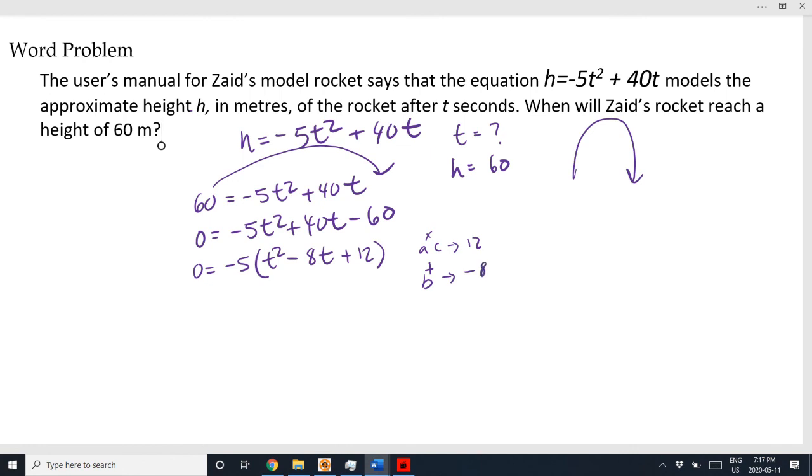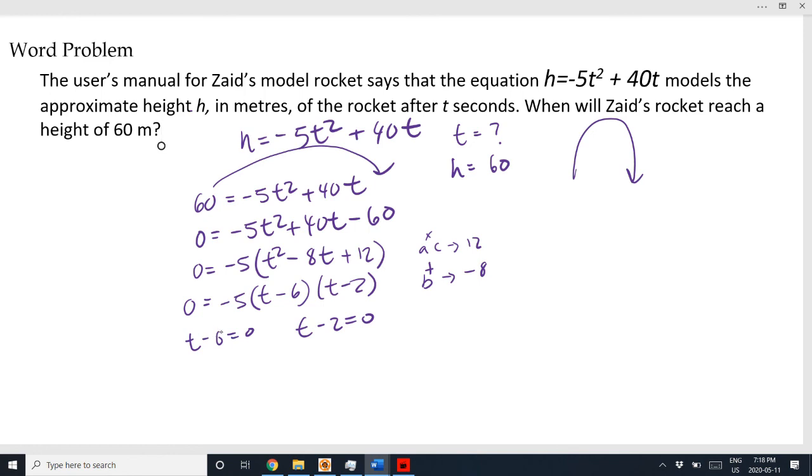Because it has to multiply to a positive 12, a times c, we know our two numbers are going to both be negative, because it has to add up to -8. So let's go ahead and do that. Can you think of two numbers that multiply to positive 12 and add up to -8? That's right. t minus 6 and t minus 2. So -6 times -2 is positive 12, and -6 plus -2 is -8. Okay, so now we just have to set our factor brackets to 0. So t minus 6 is equal to 0, and t minus 2 is equal to 0.